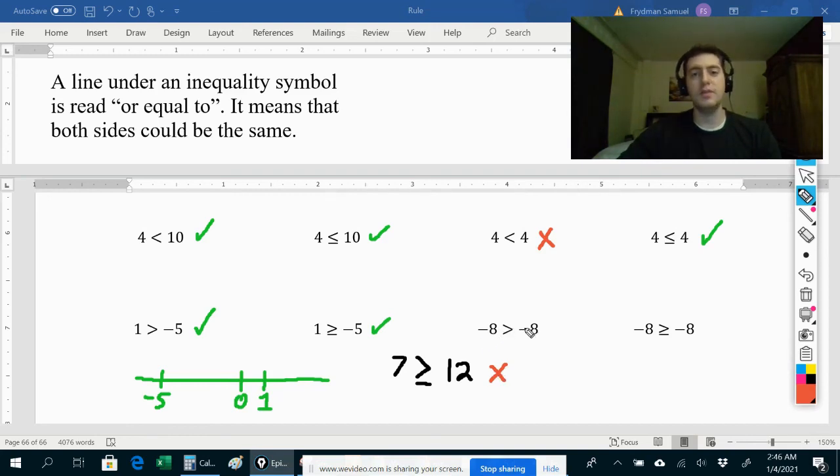Okay, so moving on, we have -8 is greater than -8. Well, no number can be greater than itself, whether it's a positive number or a negative number. Nothing is greater than itself. So this is a false statement.